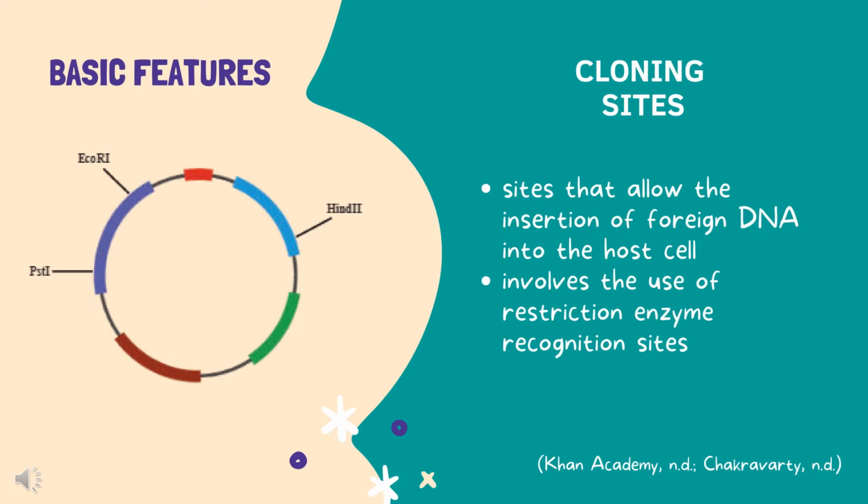The last feature that all cloning vectors require are the cloning sites. All cloning vectors need sites that will allow the insertion of foreign DNA into it. Most commonly, this involves the use of restriction enzyme recognition sites.